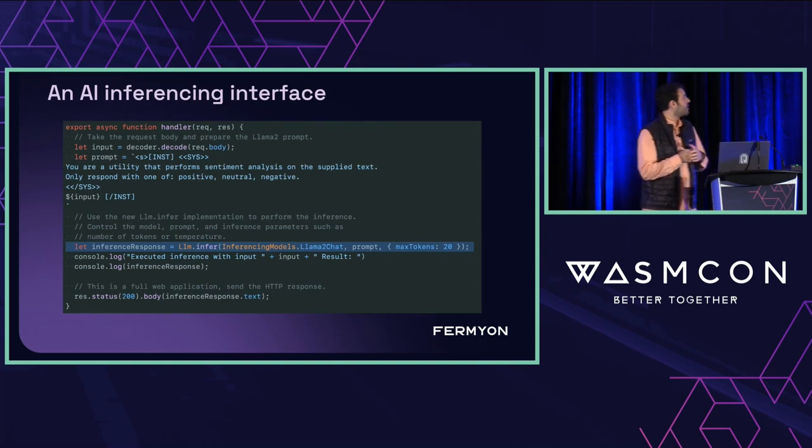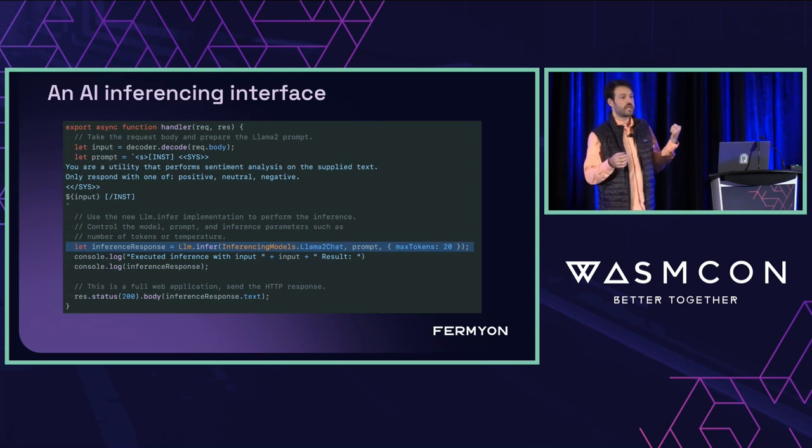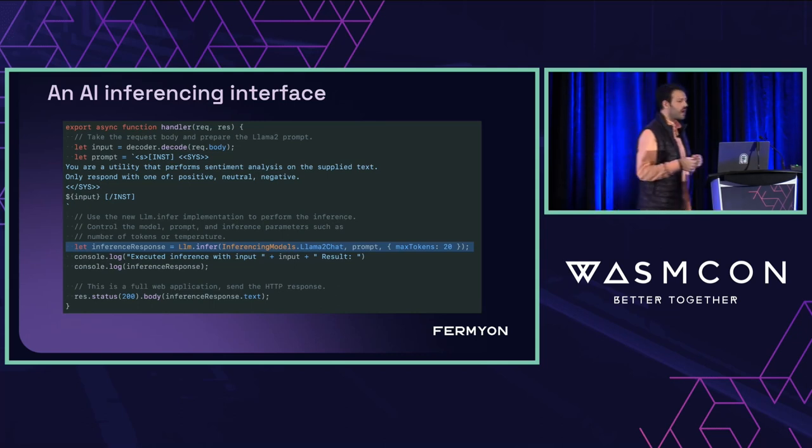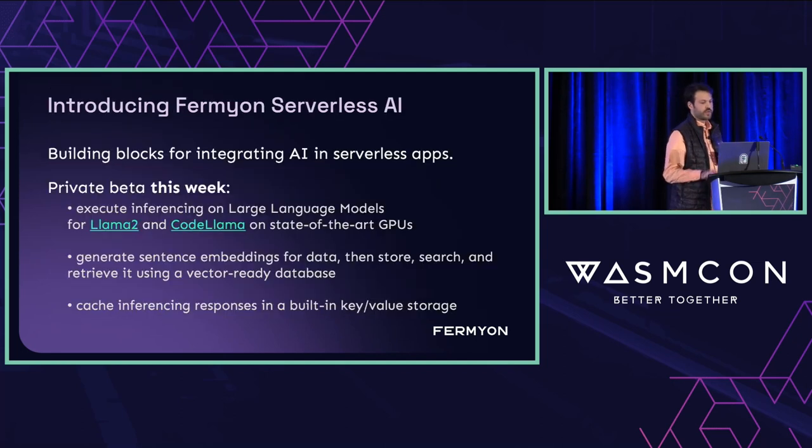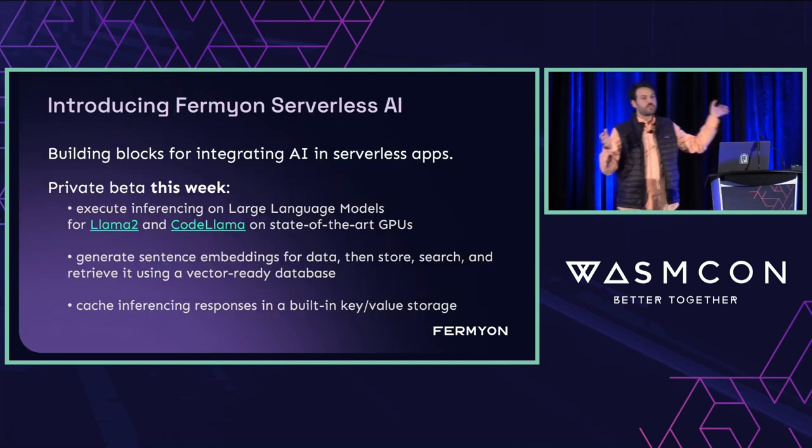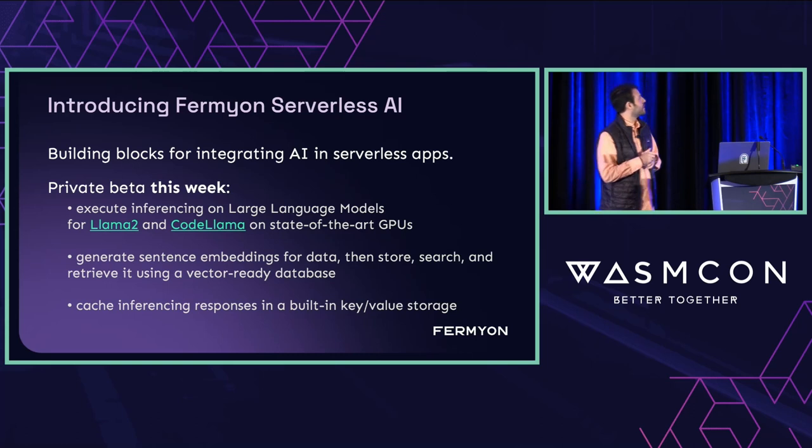This is a complete WebAssembly component written in JavaScript that you can run today in Fermyon Spin. And this takes the approach of a slightly higher level interface that you can basically implement on the host to talk to a CUDA GPU or an M1 computer or any other hardware acceleration device. And this is the approach we're taking in Fermyon Cloud as well.